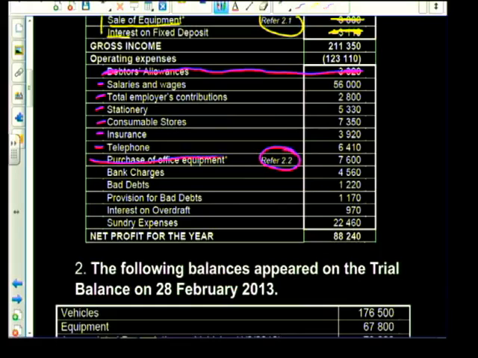Remember, we recorded it in a completely different place because equipment is not supposed to go in your income statement, so we're going to leave that one out. Remember, the income statement is only for incomes and expenses. Bank charges, we know, is an expense, so are bad debts, and now here she's made another mistake. This provision for bad debts goes in a very special place. Think about where that one goes.